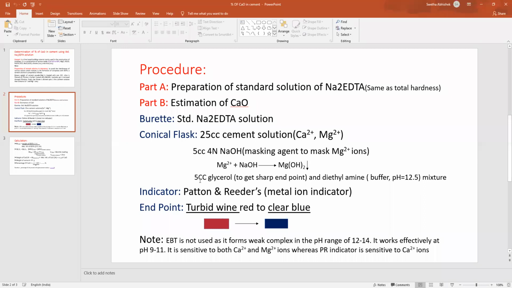Followed by the addition of two more important reagents, that is 5 cc of glycerol and diethylamine mixture. Okay, we add 5 cc of glycerol and diethylamine mixture.